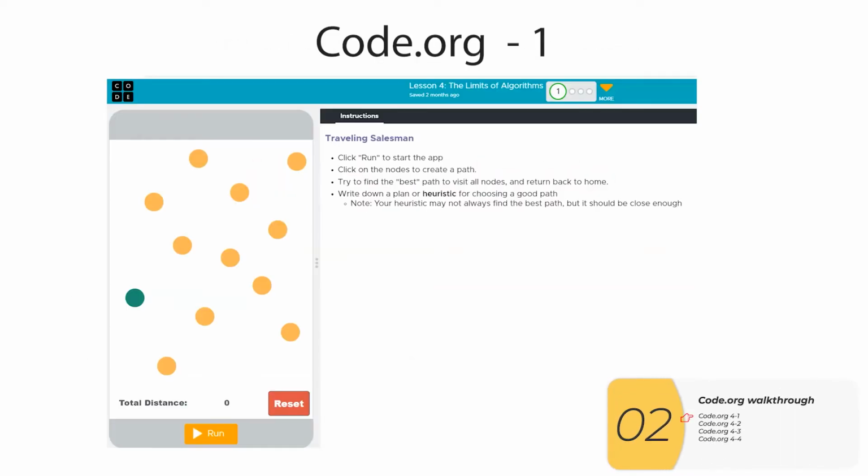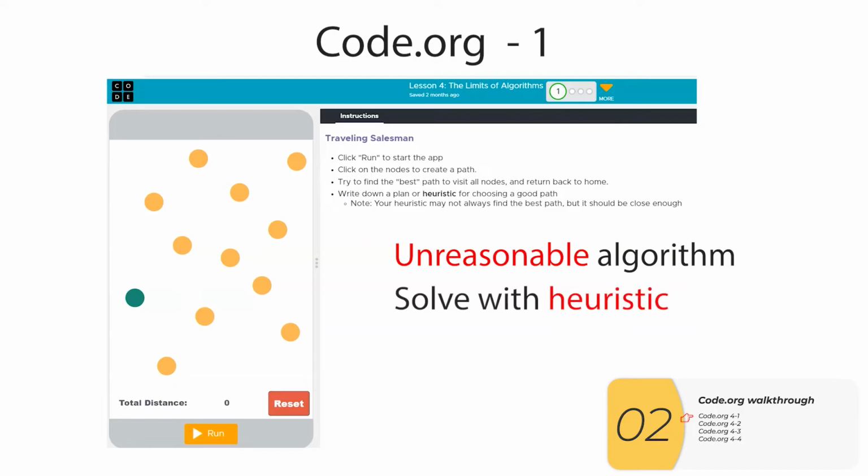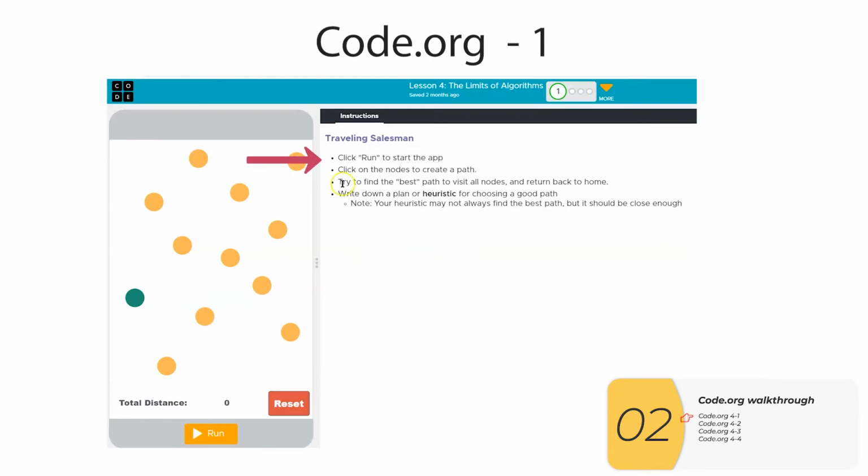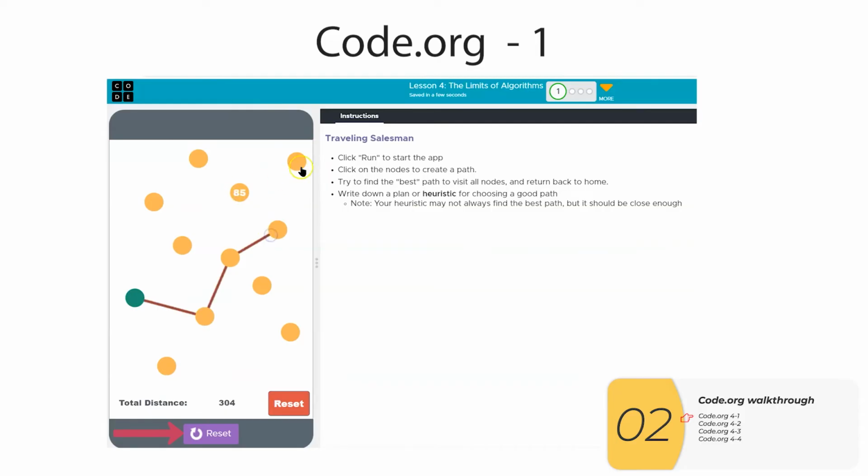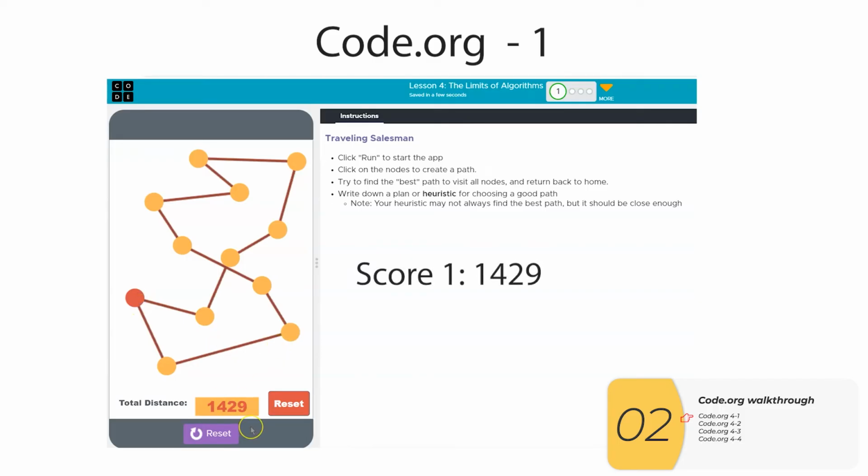Here are the code.org activities, and in these activities, code.org is demonstrating to us an unreasonable algorithm and then having us use a heuristic or rule of thumb to find a solution instead. So in this app, they want us to click run. They want us to click on the nodes to create a path. We want to visit all the nodes and then return back home. So I'll do that now. I'll click run. And maybe I'll go here and here and here and here and here and here. I'm just kind of clicking anything right now. So my score is 1429. So let's try again.